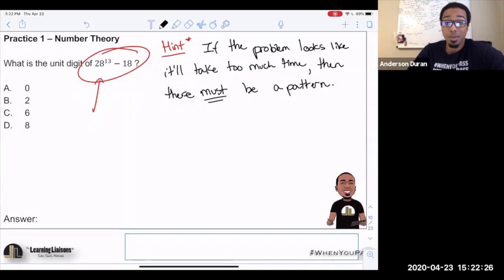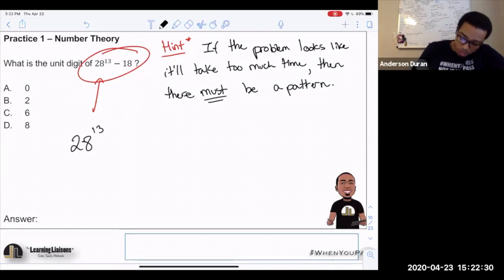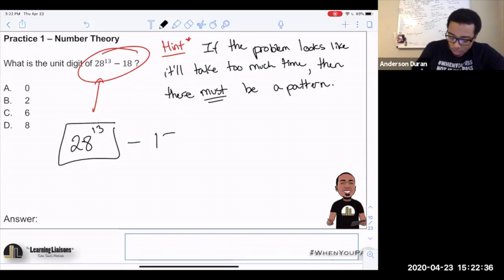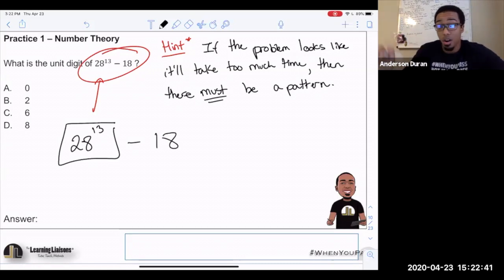And here's what I mean, everybody. First off, let's start off with that 28 to the power of 13. Think about it like this. If we knew what the unit digit was of this number, then if we're subtracting 18, we would just subtract the units. Then if we had to borrow a 1, we can borrow a 1. That applies to every problem in math. If it looks like it'll take too much time doing it directly and manually, there must be a pattern that you can apply. So everybody, pay attention here. I'm going to show you this pattern.